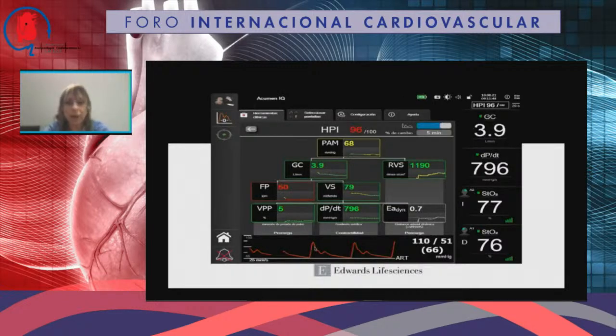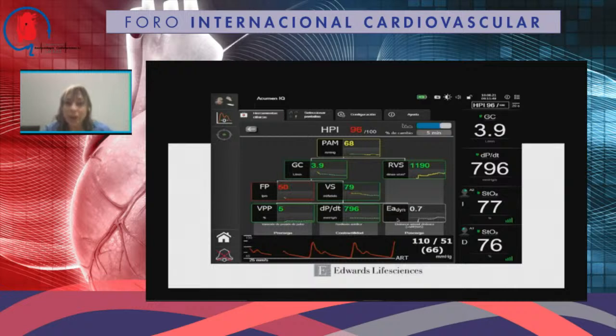Les muestro acá entonces la pantalla de los datos que nos da el monitor, donde si ustedes miran en la parte superior de la pantalla, está el predictor de hipotensión, pero fuera del predictor de hipotensión hay otras variables que para nosotros son supremamente importantes, como ya hablamos del gasto cardíaco y sus determinantes. Hay unos datos que son nuevos en esta tecnología y que creo que tienen muchísima aceptación para nosotros, que son el DPT y la elastancia arterial dinámica, ¿sí?